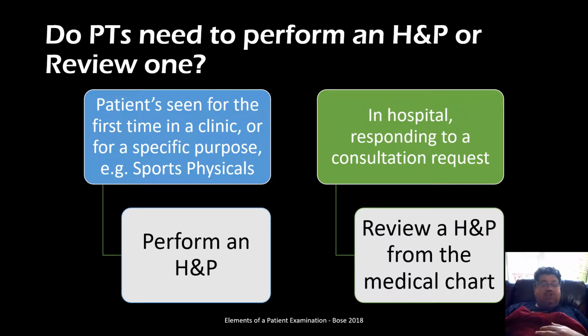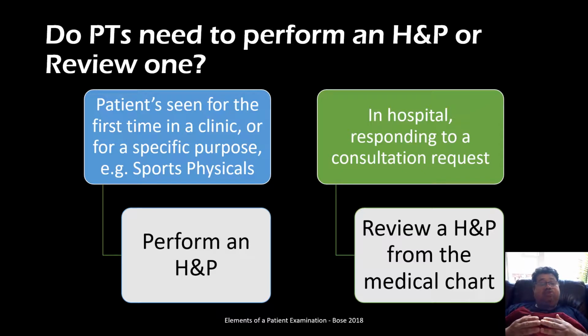With all these details, the question begging to be asked is, do physical therapists need to perform a history and physical, or do they just review one? Well, the answer to that is not as easy as a yes or no expectation. Physical therapists can do and should do a history and physical based on the situation and the need. So you need to be aware of how to do one and what language to use and how to write it.